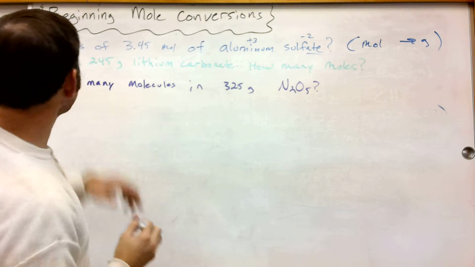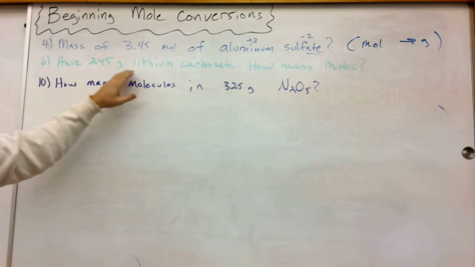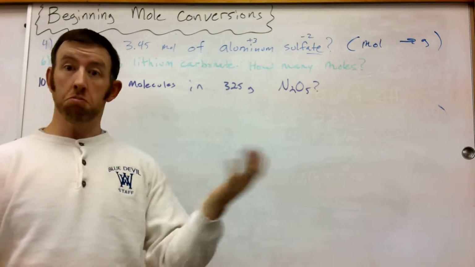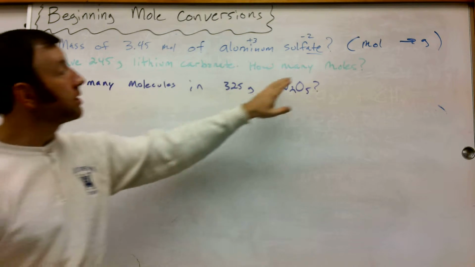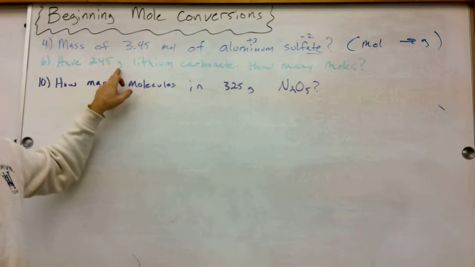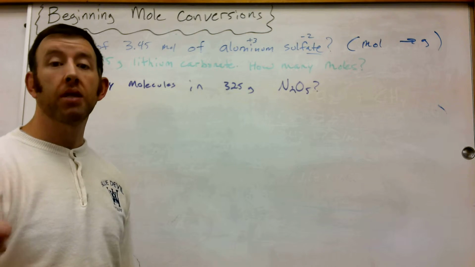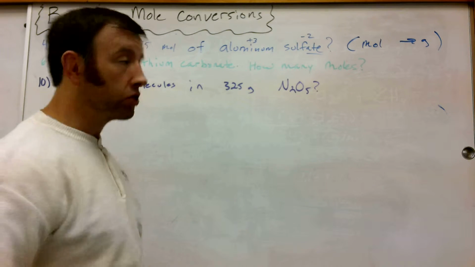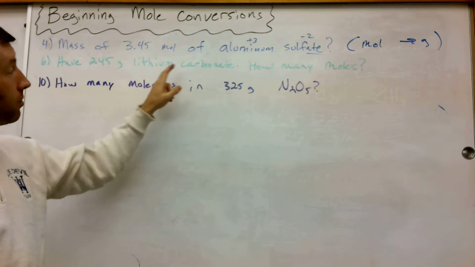So moving on to number 6. It says that I have 245 grams of lithium carbonate. How many moles is this? So I'm starting with grams, and I see moles. Now, grams is a mass measure, which again means I am going to have to use my molar mass in a conversion. Which also means I need to know the formula of lithium carbonate.